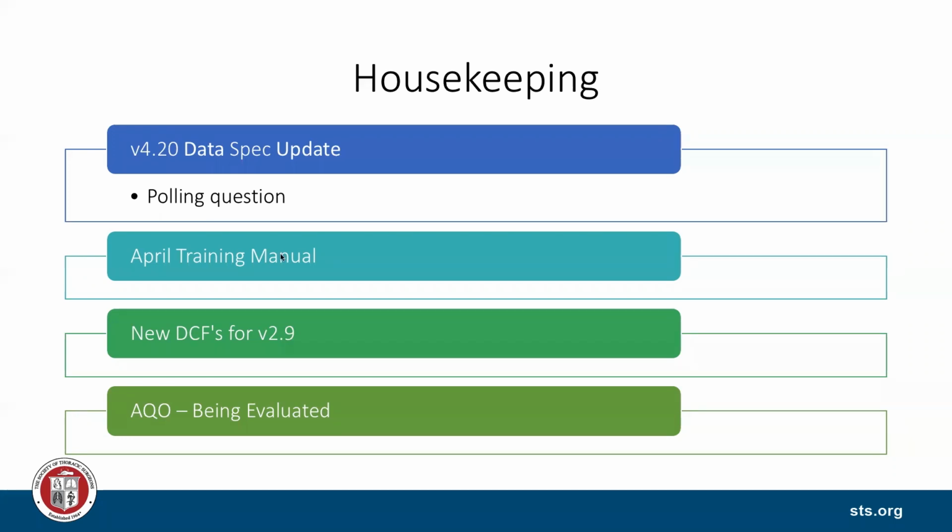So thank you. The April training manual has been updated. Most of you should have received notification today that we have added a field regarding data capture for COVID-19. The training manual has that information in it. The new DCFs have been posted for version 4.29 to have that field. I will go over that in more detail.